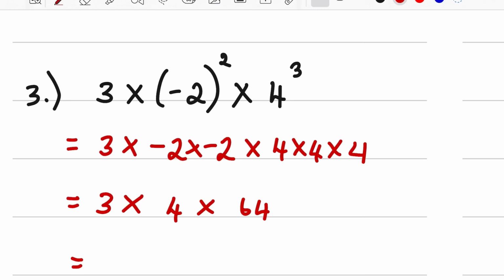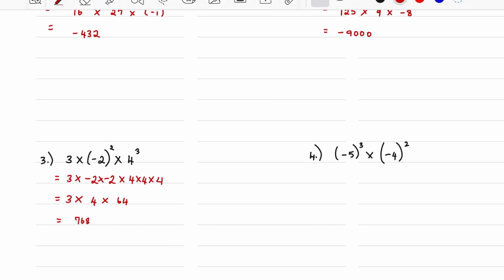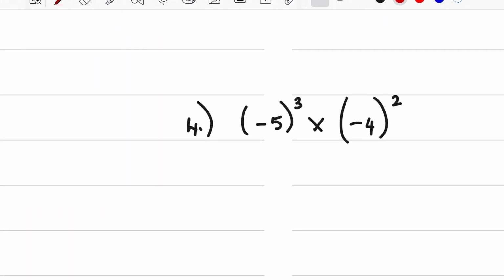So this now is 3 times 4 times 64, which is 768. That's your answer for question 3. And finally, let's move on to question 4.